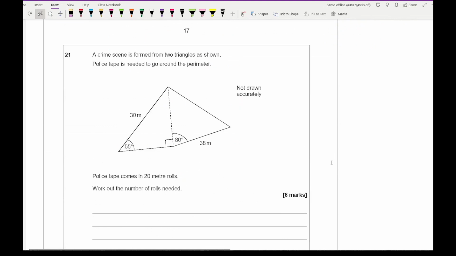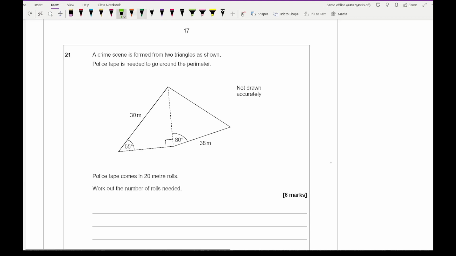Moving on to question 21, it says that a crime scene is formed from 2 triangles as shown. Police tape is needed to go around the perimeter. Police tape comes in 20-meter rolls. Work out the number of rolls needed. So for this, as you can see, we've got angles, we've got triangles. We're going to have to do some trig.